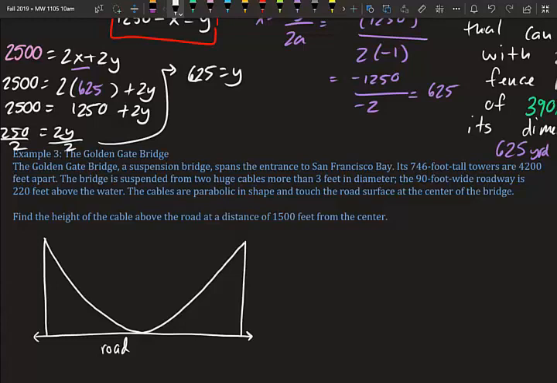All right, they gave us a bunch of information about this. They told us that the towers are 746 feet tall. So the tower from here to here is 746 feet, and that's the same on the opposite side.